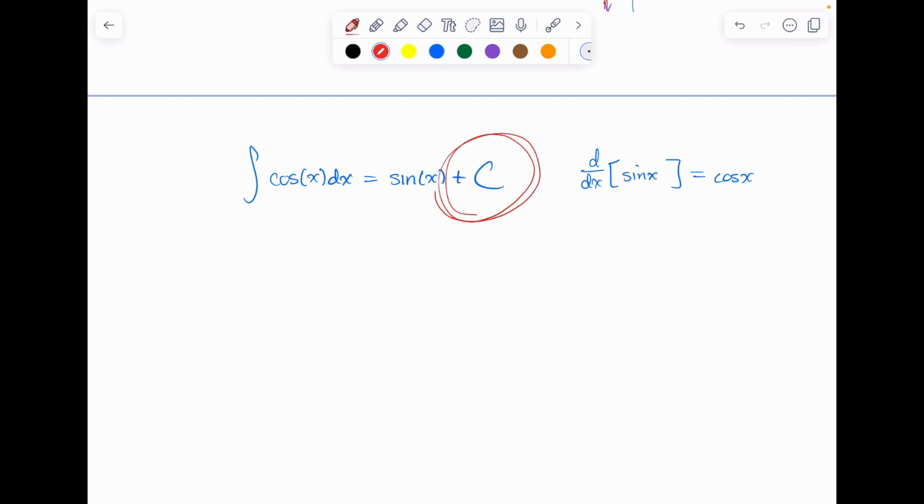You have to have this, right? Do not leave off your plus c if you're dealing with an indefinite integral. You have to have that constant of integration so that you're representing the entire family here.